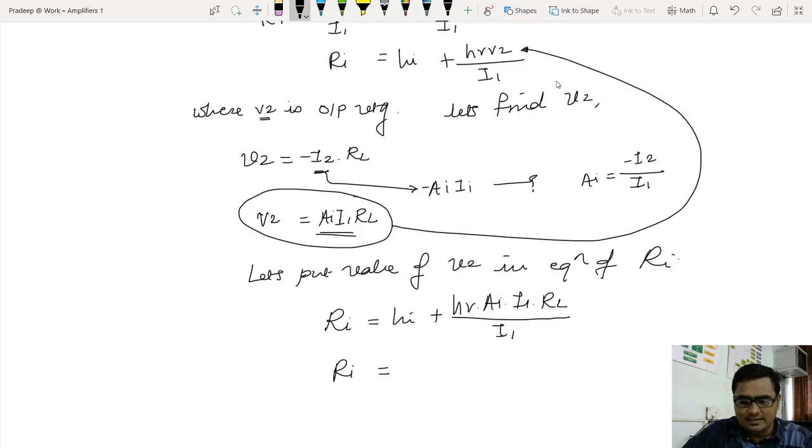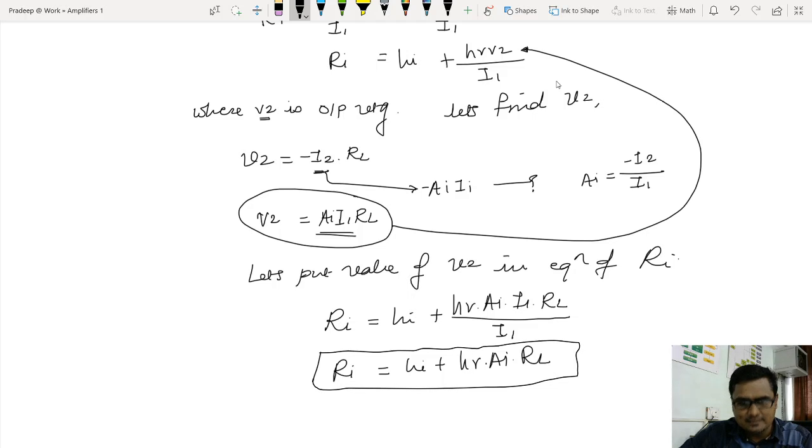So finally Ri is equals to Hi plus HR AI multiplied by RL, and this is the value of input impedance of the hybrid model of a transistor. This is input impedance.